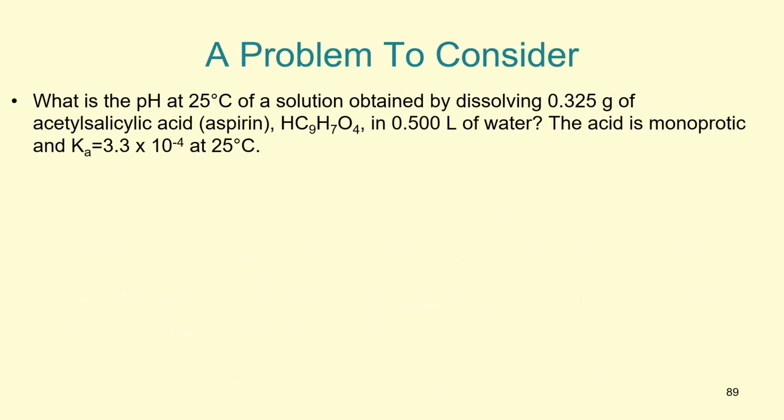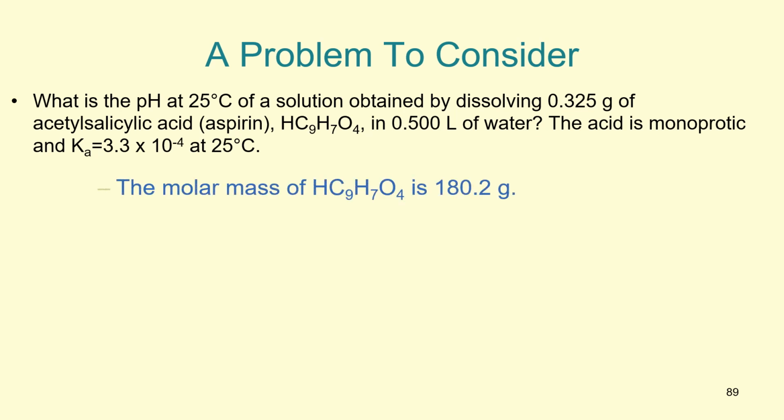All right, so I have one more example. Well, let's try it. Just one more example. What I want you to note here is that we don't have a concentration, so we're going to have to figure out the concentration. So acetylsalicylic acid, which is aspirin, HC9H7O4. We dissolve 0.325 grams in 0.5 liters of water. There's the Ka. What is the pH?